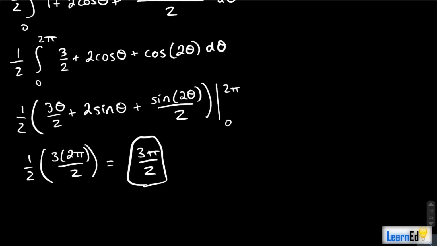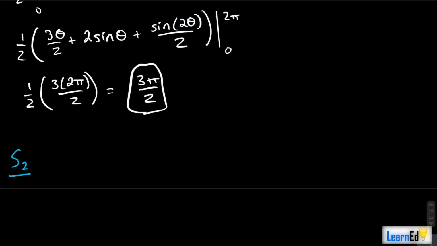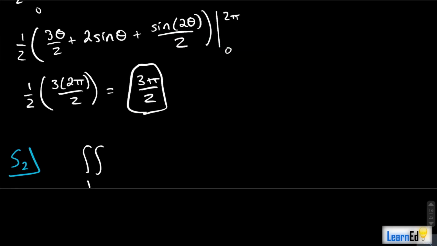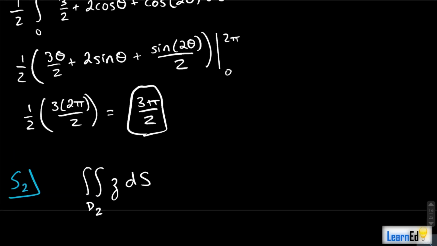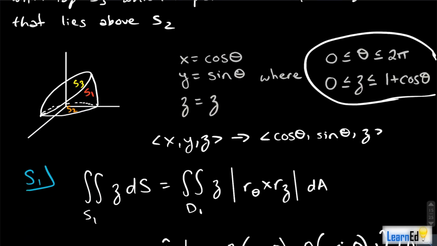All right, and S2 will not be nearly as difficult, and here's why. For S2, we would need to set up a double integral for z dS, but this is not D1 anymore, this is D2. The thing about D2, or well, S2 in general, is that it's spanning the z equals 0 plane, right?